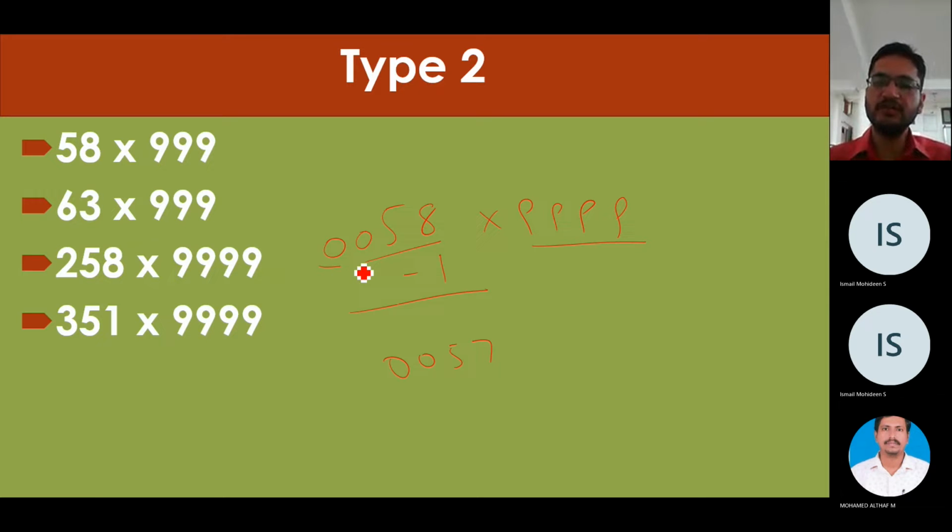Now its complement, 99910. It is 9942. So the answer is 579942.